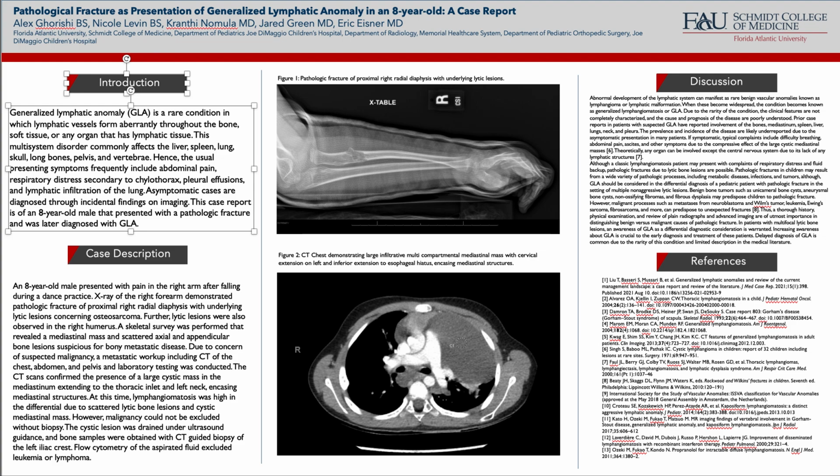Hi, my name is Alex Grushi, and today I will be presenting pathological fracture as presentation of generalized lymphatic anomaly in an 8-year-old, a case report.